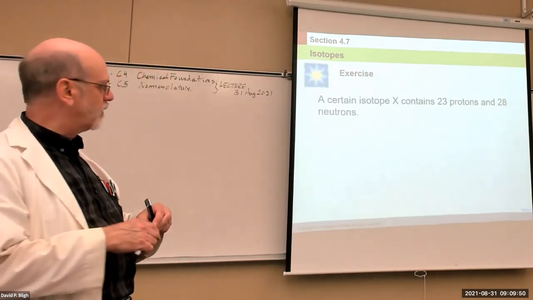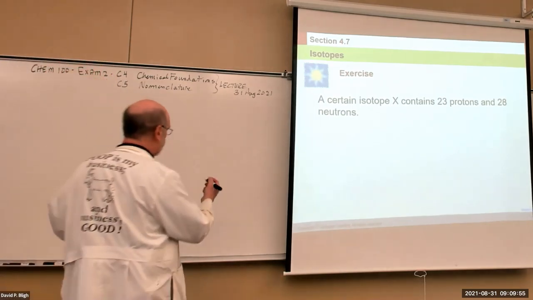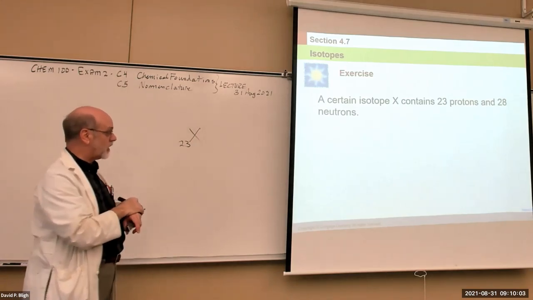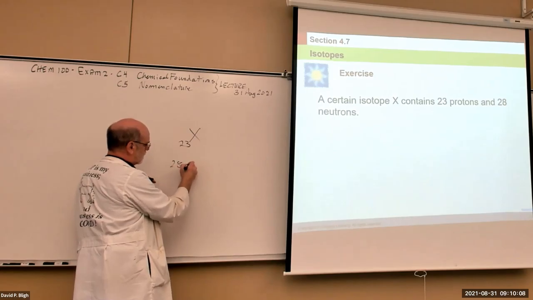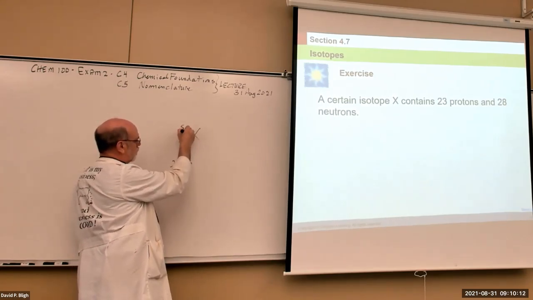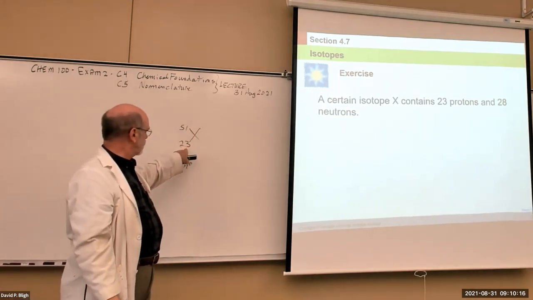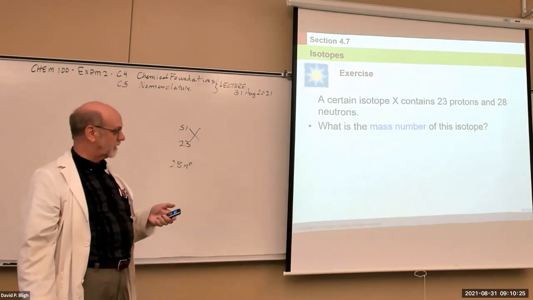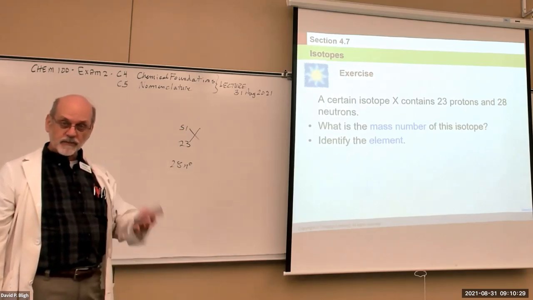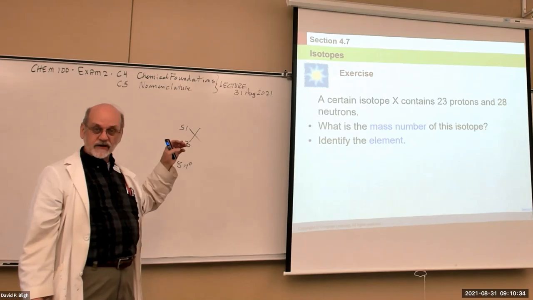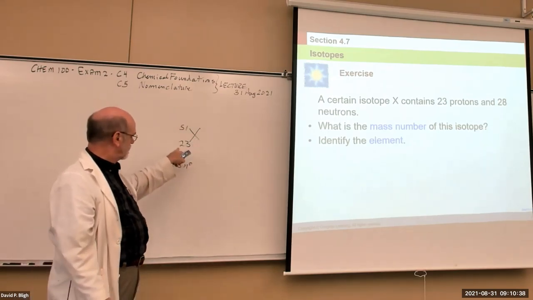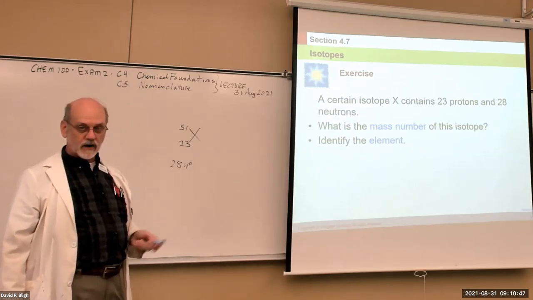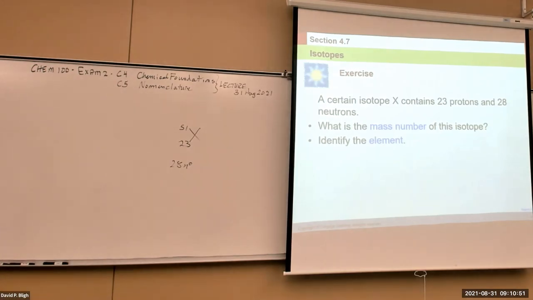All right, so let's look at this potential problem. An isotope X contains 23 protons and 28 neutrons. 23 protons, so we put it there. 28 neutrons means, what's this number? It's the sum of the two, 51. So our element is 23Z and 51A. So what's the question? The mass number, we said, okay, it's 51. What's the element? Go to your periodic table. They're arranged from top to bottom and left to right, increasing numbers of protons, atomic number. And you can find your element that way. Just follow along until you find 23, and it turns out to be vanadium.